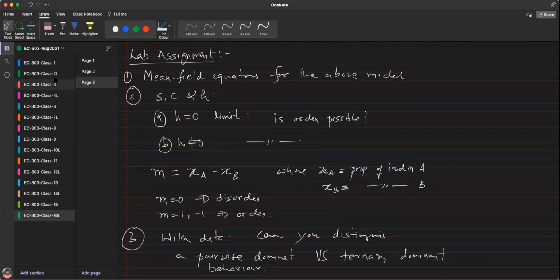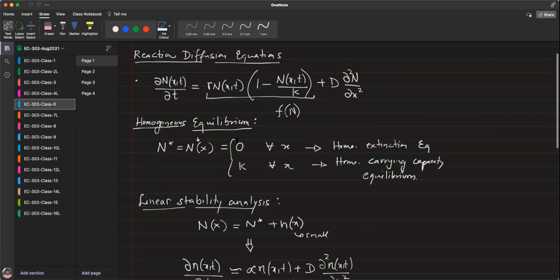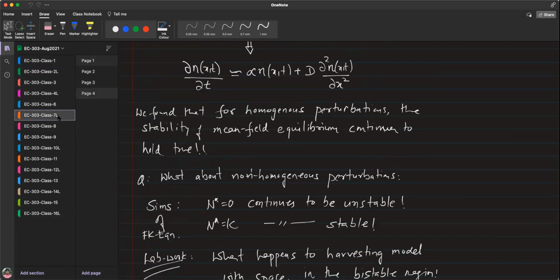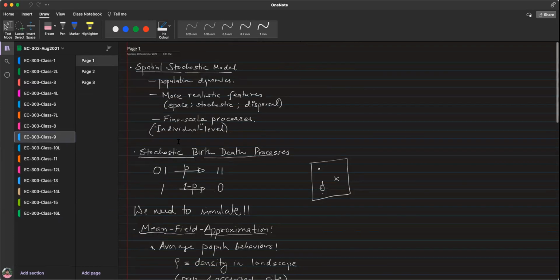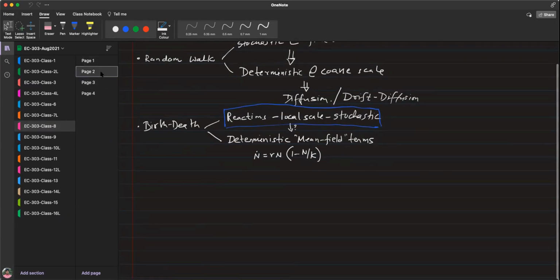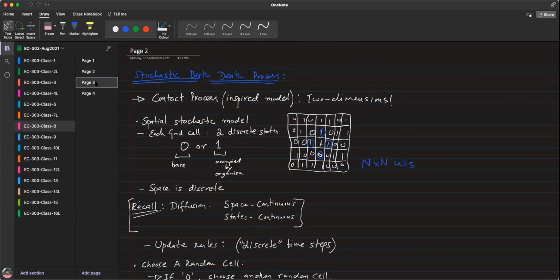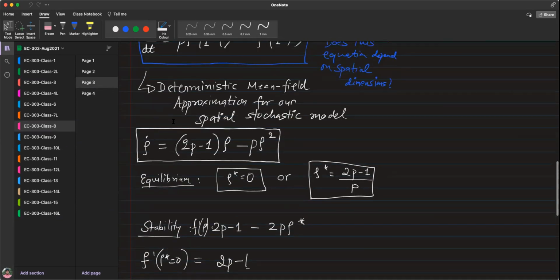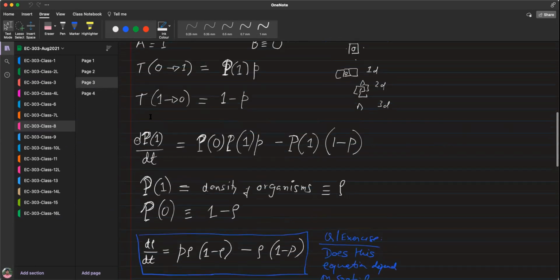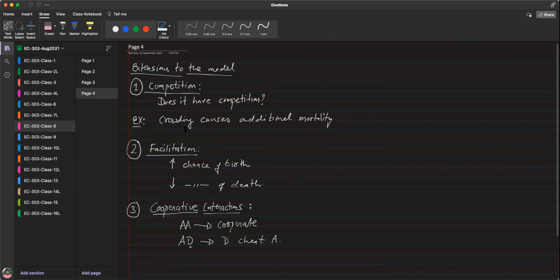So I think, if there are no doubts, let's just go back and see where we did this. Huh? This is reaction diffusion, no. Spatial stochastic model. Okay, maybe in this class. This is stochastic depth. This is 9 was also.